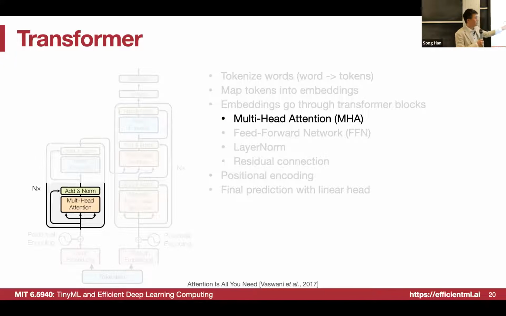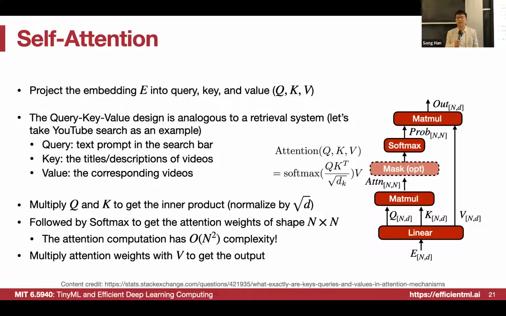Okay, now comes the fun part, the multi-head attention. We are going to cover the building blocks of the transformer block, including multi-head attention, FFN, layer norm, and also residuals. So what is multi-head attention? Now we have a word embedding, which is a vector, maybe 4K dimensions. And here we project that 4K word embedding into query, key, and value, 3 separate vectors.